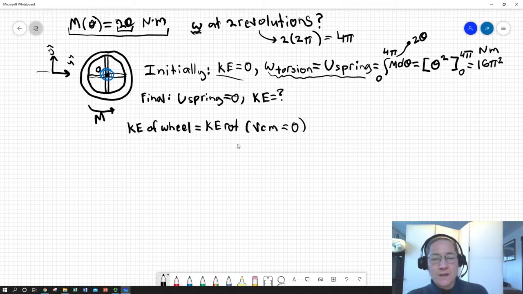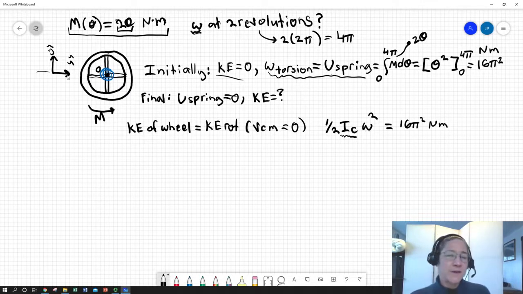So that means we are looking for 1/2 I center of mass times omega squared. And here's our omega that we wanted to solve for. So really all we need is I center of mass, because we know this is all equal to our 16 pi squared Newton meters.